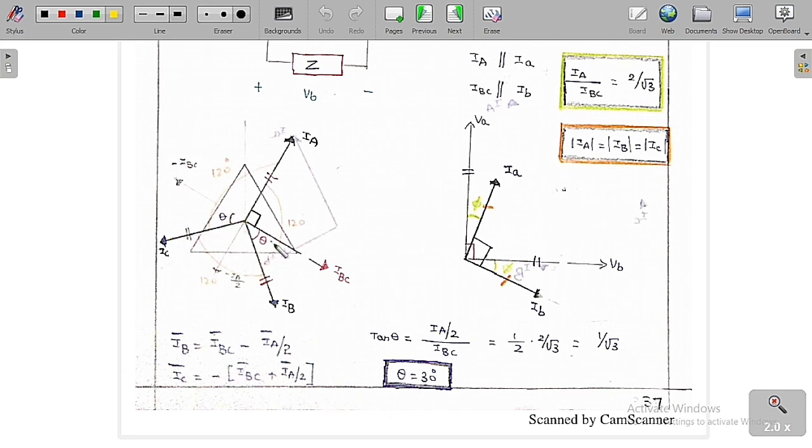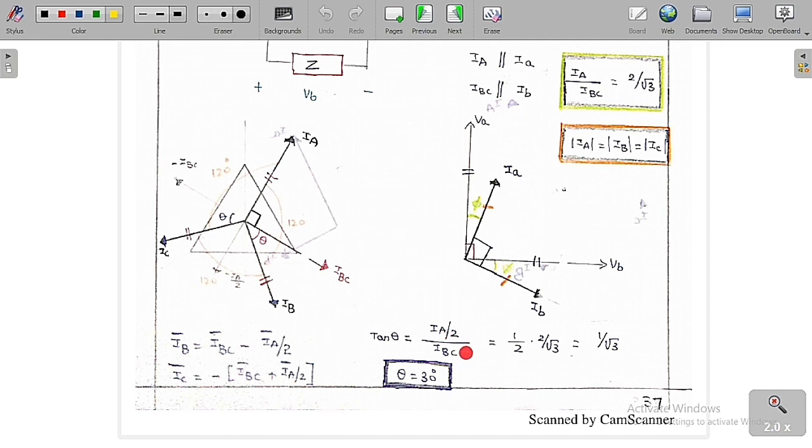And this is angle theta, because if this is theta, definitely this is also theta. Then what is the tan theta? Tan theta is equal to opposite by adjacent, which is IA by 2 by IBC.